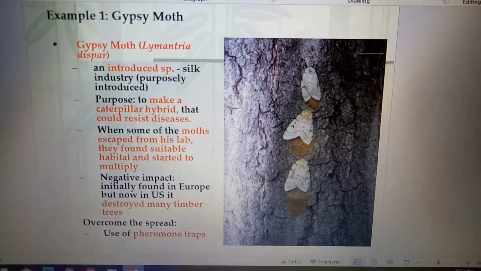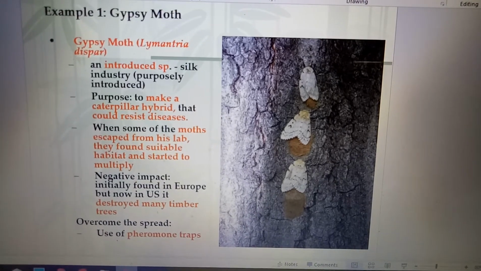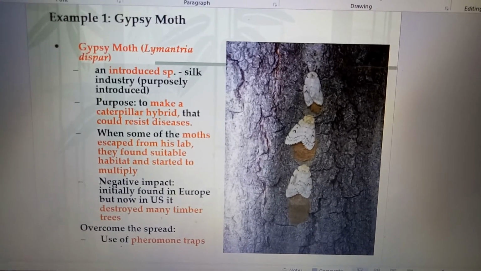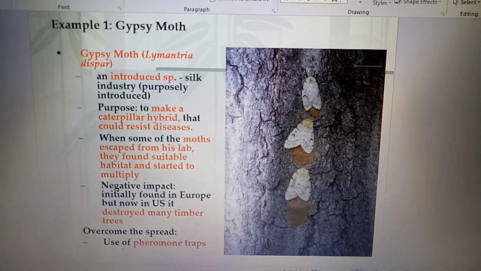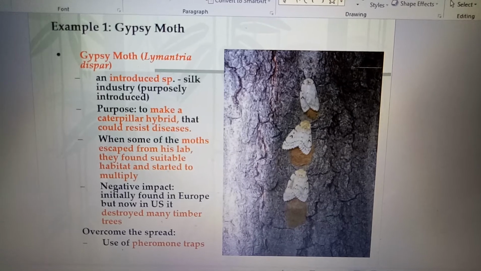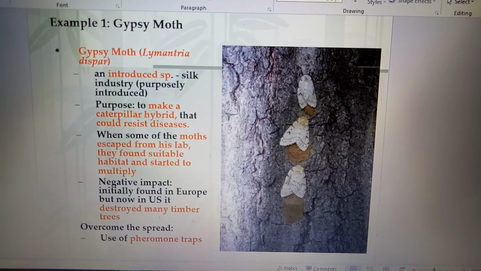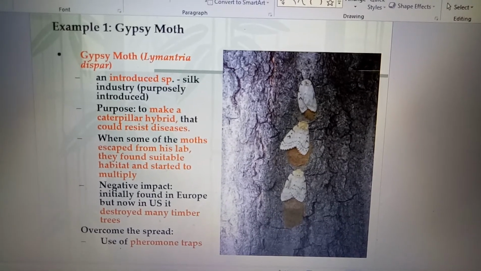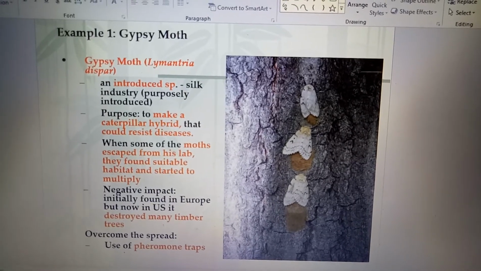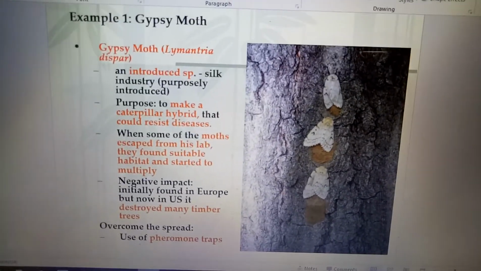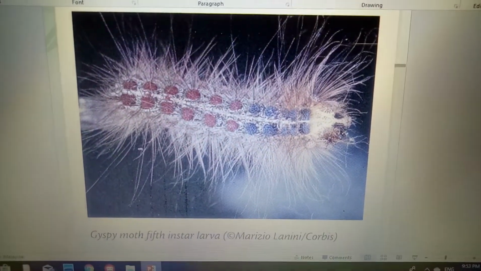What happened? This moth is an introduced species. The silk industry purposely introduced it to make a caterpillar hybrid that could resist diseases. But some of the moths escaped from the lab. They found suitable habitat and started to multiply. The negative impact is that it was initially found in Europe, but now in the US it has destroyed many timber trees. To overcome the spread, they use pheromone traps. So this is how they solve it. This is the location of the moth, and this is the moth.